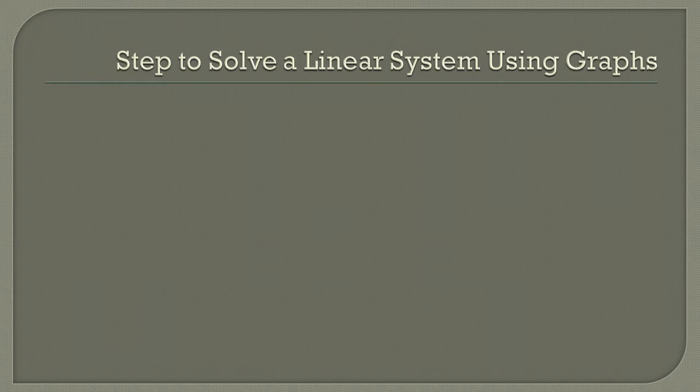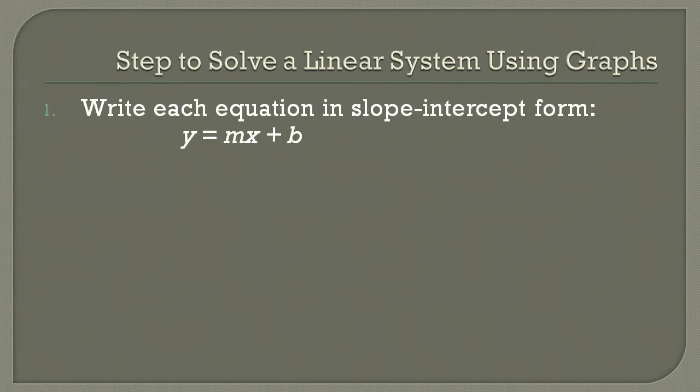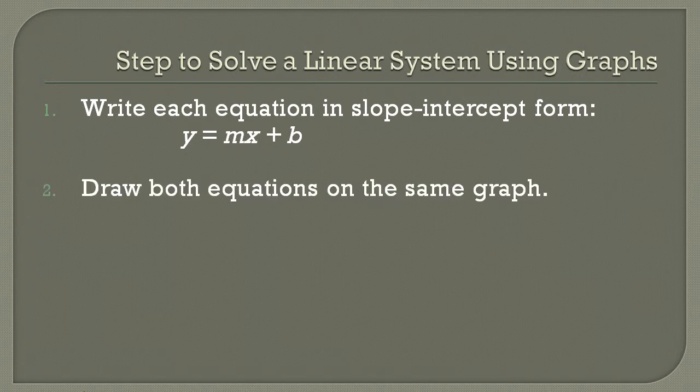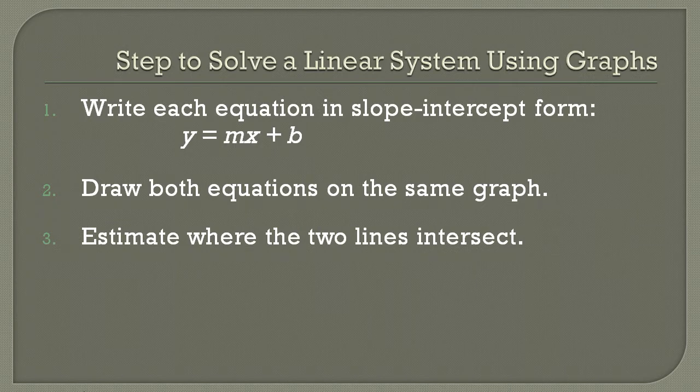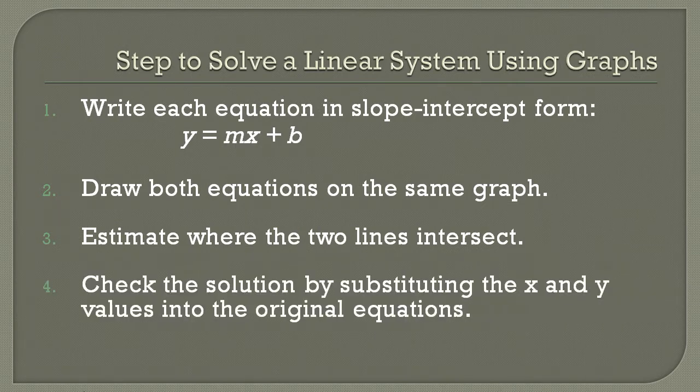The steps to solving a linear system using graphs is to first write it in slope-intercept form, y equals mx plus b. Then draw both equations on the same graph. Estimate where the two lines intersect. Finally, check the solution by substituting the x and y values into the original equations.